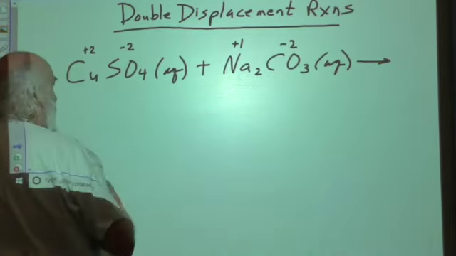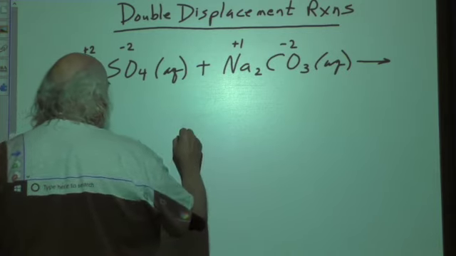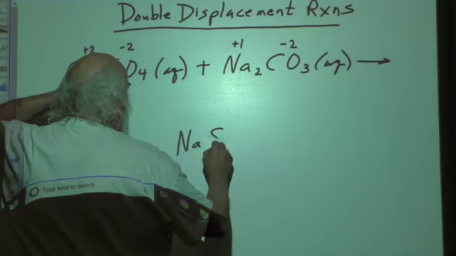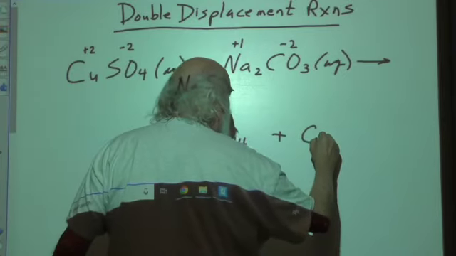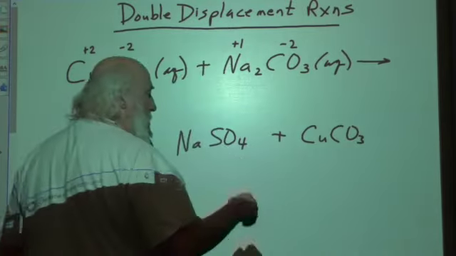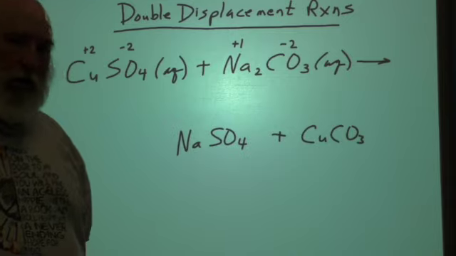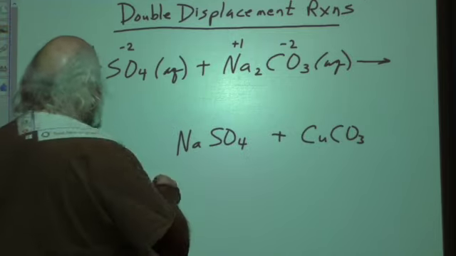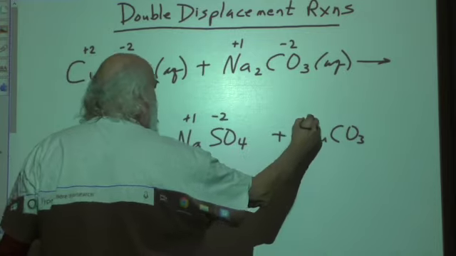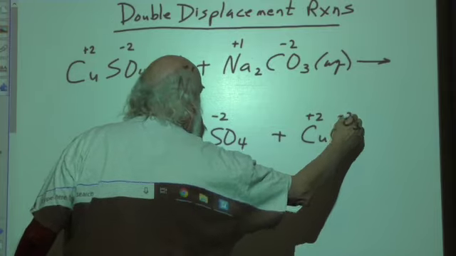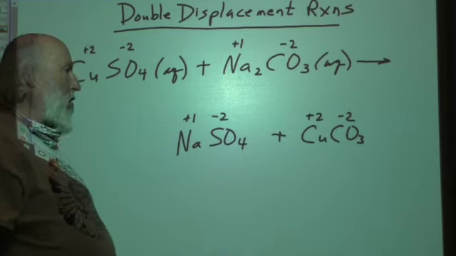So the Na and the Cu are going to switch places. So we're going to have Na going with the SO4, and we're going to have the Cu going with the CO3, CuCO3. So the copper goes with the carbonate. Okay, now we need to make sure that the charges are balanced. So we go and put in our charges. Sodium's +1, sulfate's -2, copper's +2, carbonate is -2. Well, right away we see that that's the correct formula. That is indeed going to be 0.